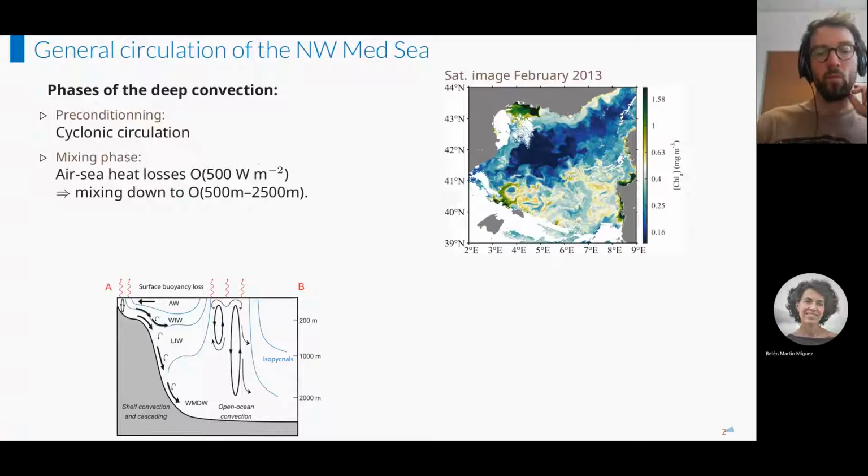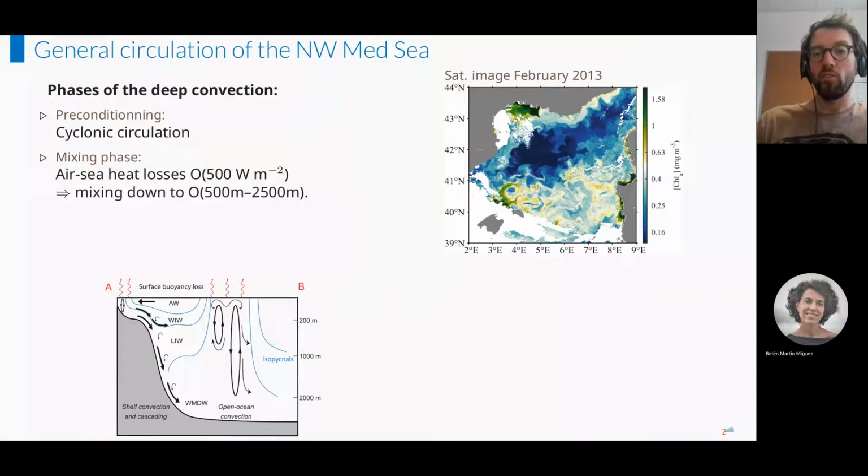And in winter, when we have very strong heat loss at the surface of the sea, we can have heat loss up to 500 watts per square meter or even higher on very strong episodes of very dry winds. We can trigger some very intense vertical mixing, and we regularly observe mixed layer depths down to 500 meters, sometimes even to the bottom at 2,500 meter depths.